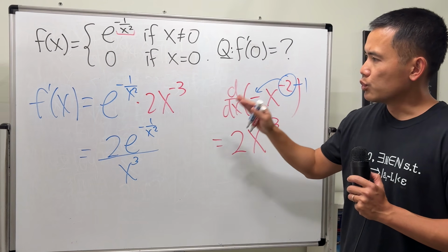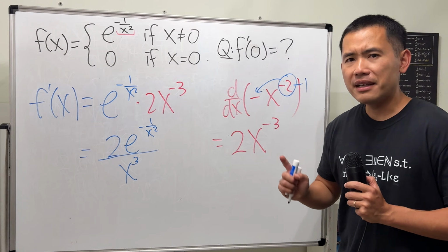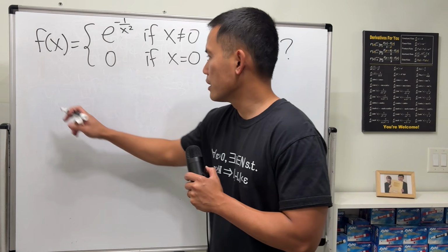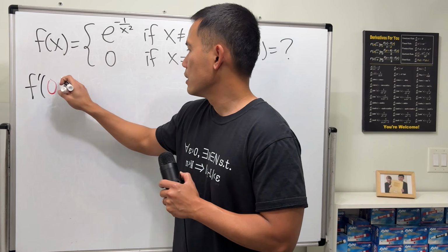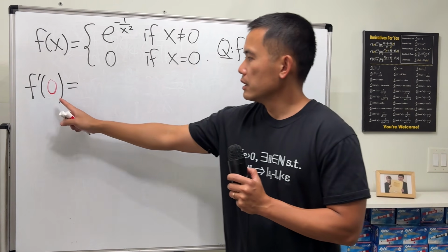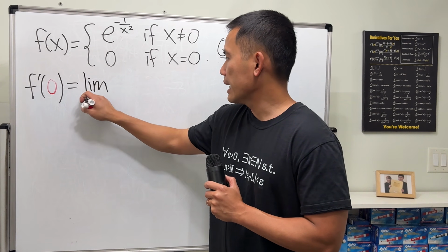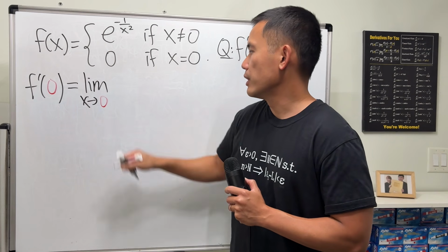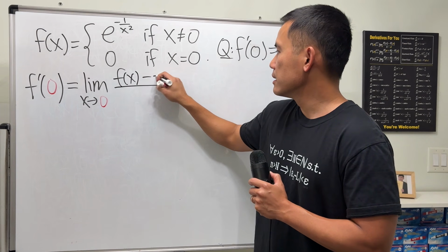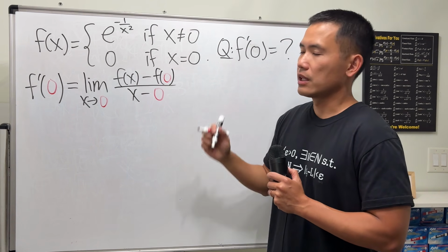Sometimes if the derivative rule does not work, maybe we have to go back to the fundamental, and that is the definition of the derivative. Okay, so let me write that down right here. F prime of 0. And there are two versions for us to use. One is when x is approaching this number, or the other one is h approaching 0. I personally like to use x approaching whatever this number is, so x approaching 0. And the definition is f of x minus f of 0 over x minus 0, just like this.